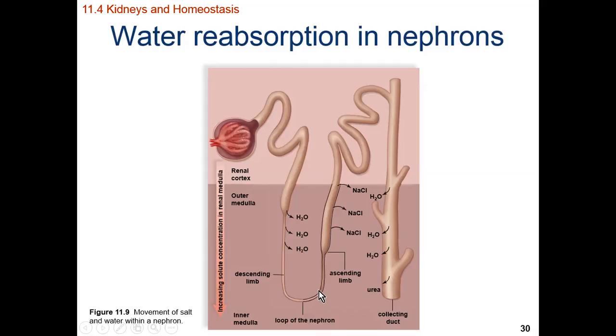And then as we're heading back up the loop of the nephron, we'll have sodium chloride removed from the filtrate, so that we can lower its osmolarity and make it easier to suck more water out of the filtrate on its next pass down.